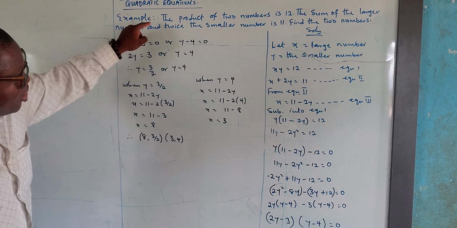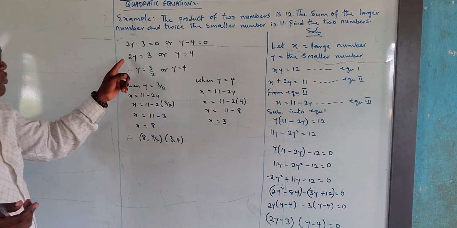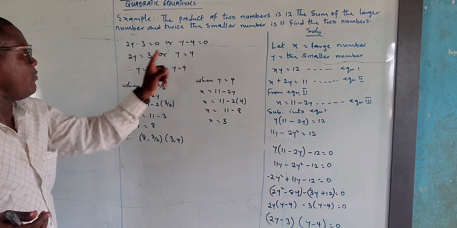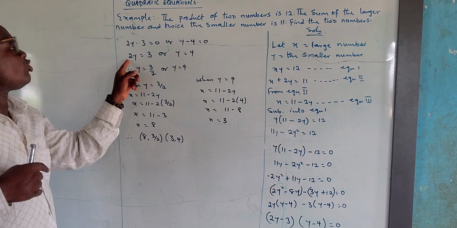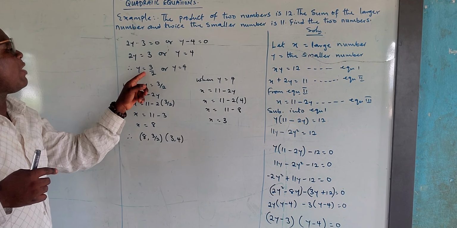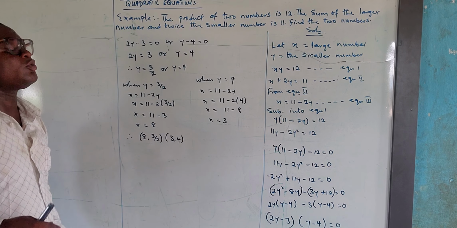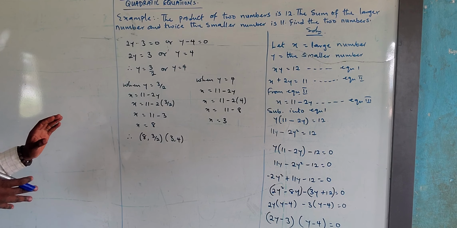Let this 3 go over its inequality. That is, we collect the like terms. We now have 2y is equal to 3, or we have y is equal to 4. Let us use 2 to divide both sides. We have y is equal to 3 over 2, or y is equal to 4. Therefore, we have gotten the first answer there.